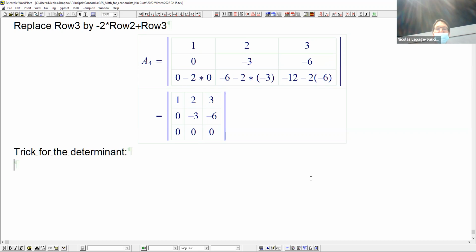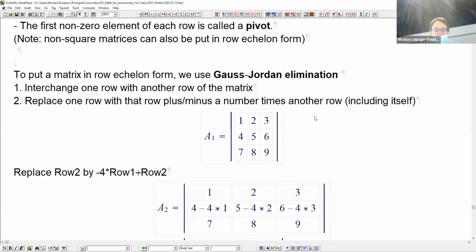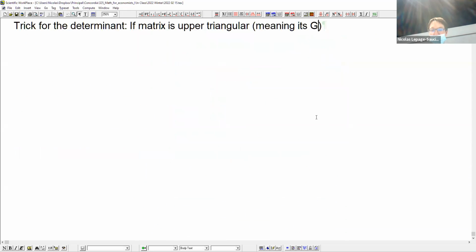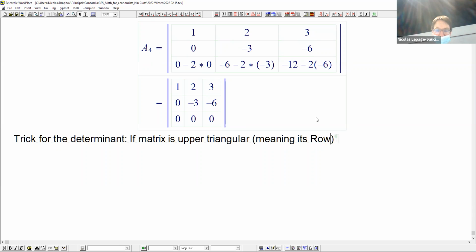So what we were discussing is the following: if a matrix is upper triangular, or lower triangular, but upper triangular meaning it's in row echelon form, it's Gauss-Jordan, is identical to itself. Then, so look at what happens.